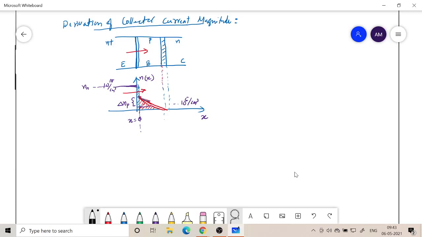Similar thing you can do for a PNP transistor also. The derivation and procedure is the same way. Only thing is that wherever the hole comes, the electron will be replaced by it, and wherever the electrons come, the holes will be replaced by it. The equation may have some sign change because electrons have negative charge and the holes have positive charge. Apart from that, the whole analysis is going to look very much the same.